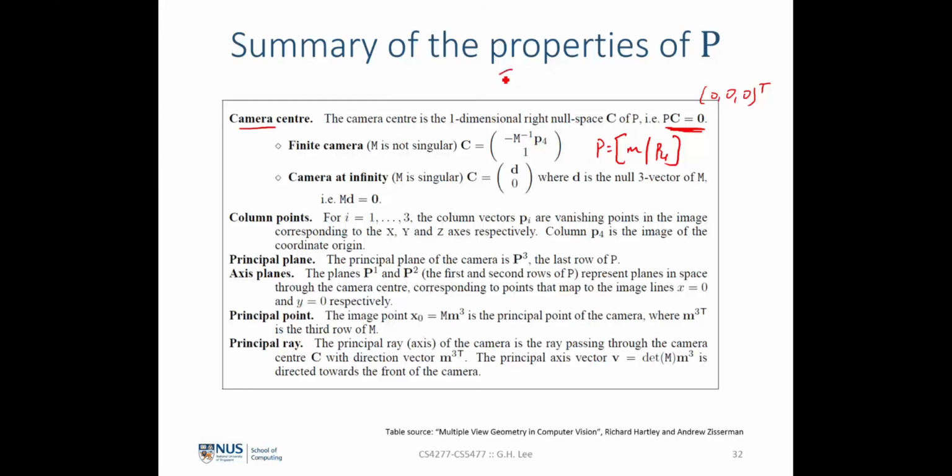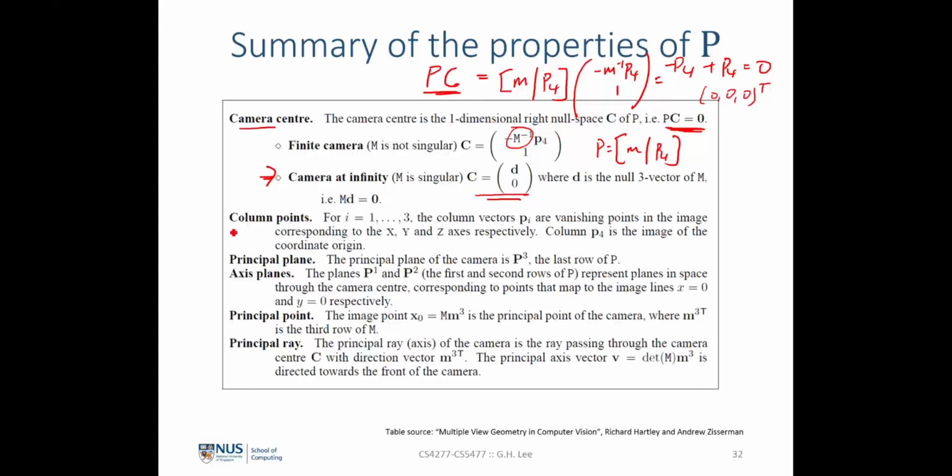We can actually verify this. If we take P multiplied by this vector, P4 and 1, this essentially gives us minus P4 plus P4, which has to be a zero vector, and this satisfies this equation over here. Then towards the end of the lecture, we will also look at the camera at infinity, where the first 3 by 3 element of the camera projection matrix is no longer invertible, and the camera center lies at infinity, where it has to be given by this equation. We will look at this in more detail in a moment.